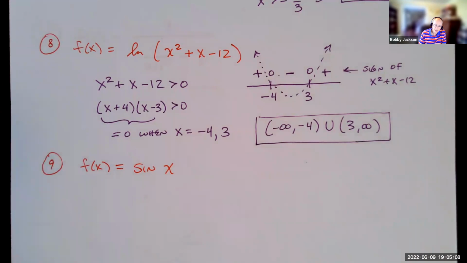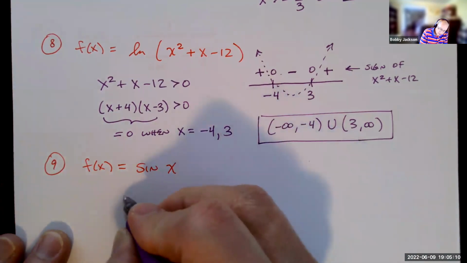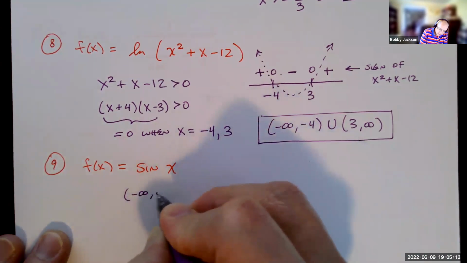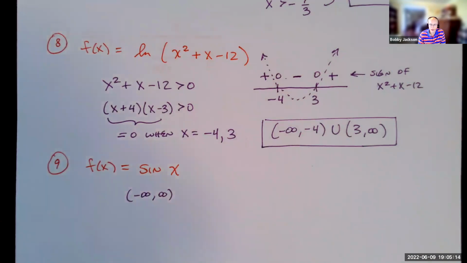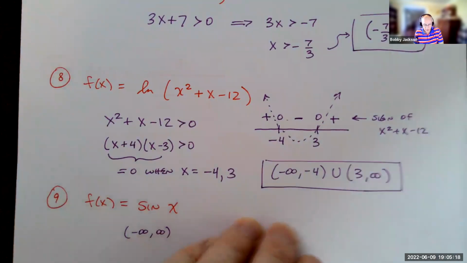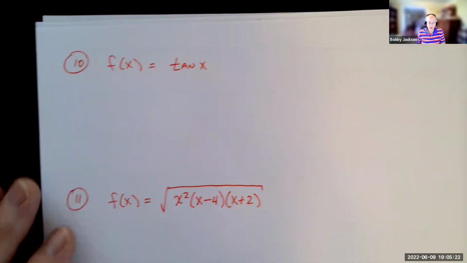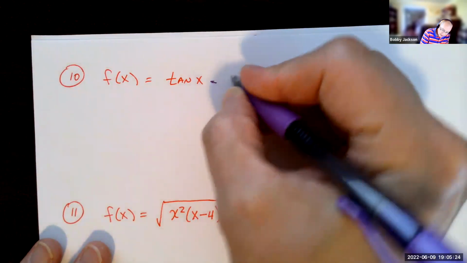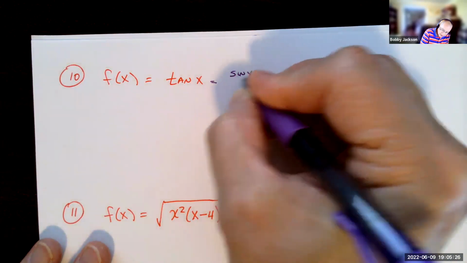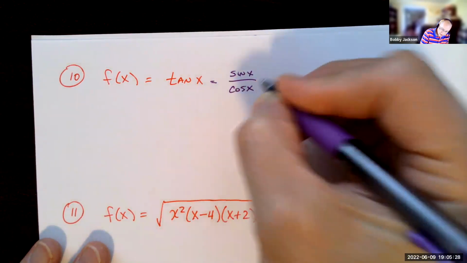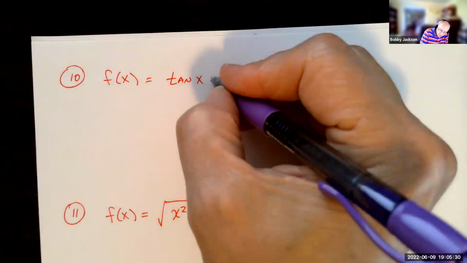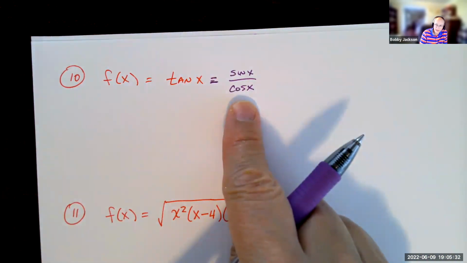Trig functions also, you need to know the domain of. Sine and cosine, you should know the domain is all real numbers. Okay, sine and cosine, no problems. Their domain is all real numbers. The problems are tangent, cotangent, secant, and cosecant. So tangent x is equal to sine of x divided by cosine of x. So now you're going to need to know, when is cosine of x equal to 0?